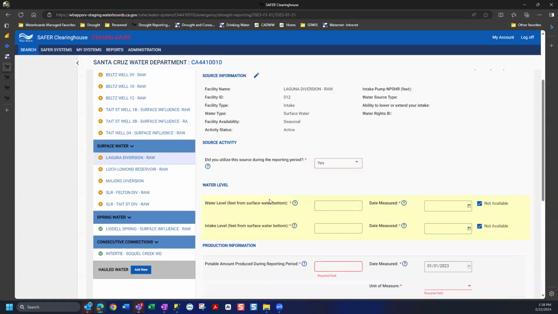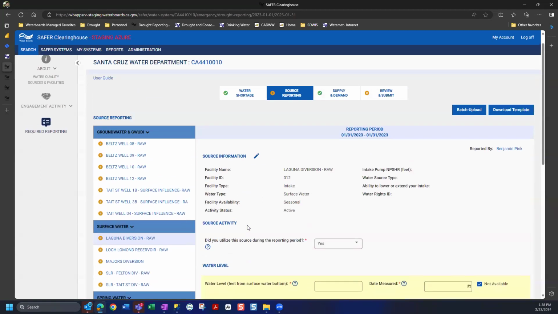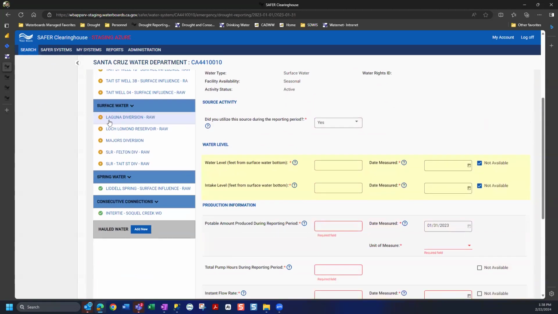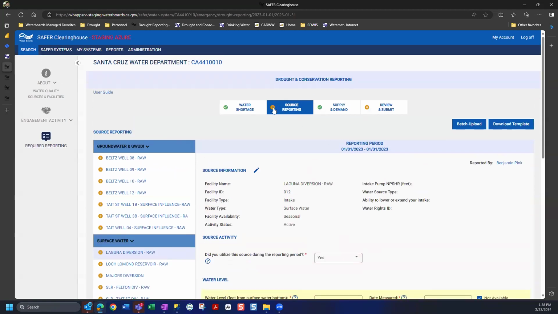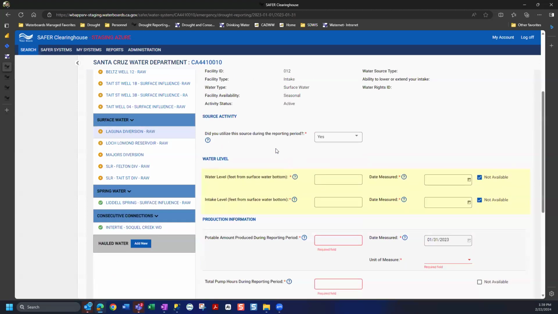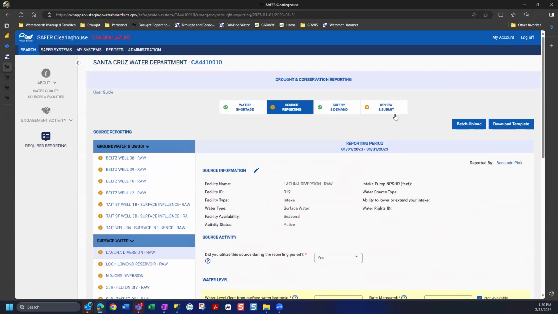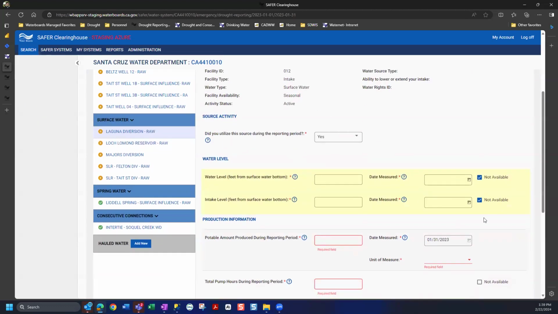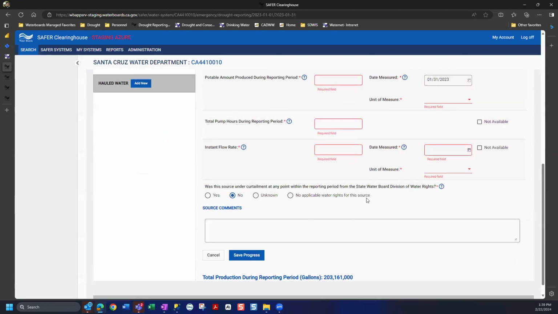If you mark not available, this source will show yellow, and source reporting will also be marked yellow up here. However, you will still be able to submit your report. This is indicating you have answered a required question, you've just not provided data. So we do consider that to be answered, even if you don't have that data. And so we do allow you to still submit your report with yellow in these fields.